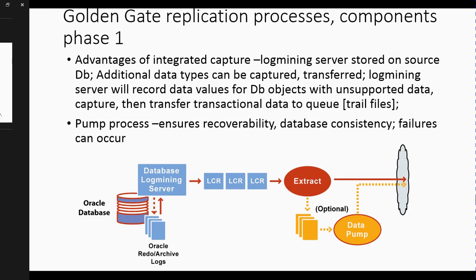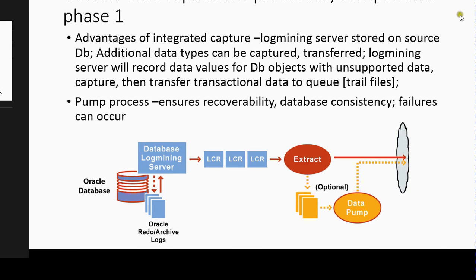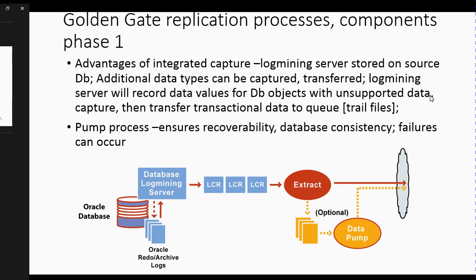Hi, welcome back. Last time when I left off, I was discussing phase one of the replication process with the GoldenGate software, and I was just finishing up with the pump process, which is the GoldenGate process responsible for performing the transfers of the transactional data across systems. So now I'm going to cover the target database system, and here we go.